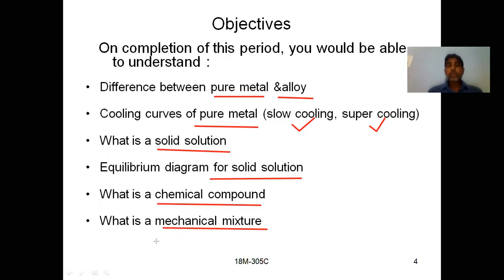So first we are going to discuss pure metal and alloy and the cooling curves for pure metal, slow cooling and super cooling, and what is a solid solution and equilibrium diagram for a solid solution and what is meant by chemical compound and mechanical mixture. Okay, one by one we will see. So what is a pure metal and alloy? First we will start with pure metal and alloy.